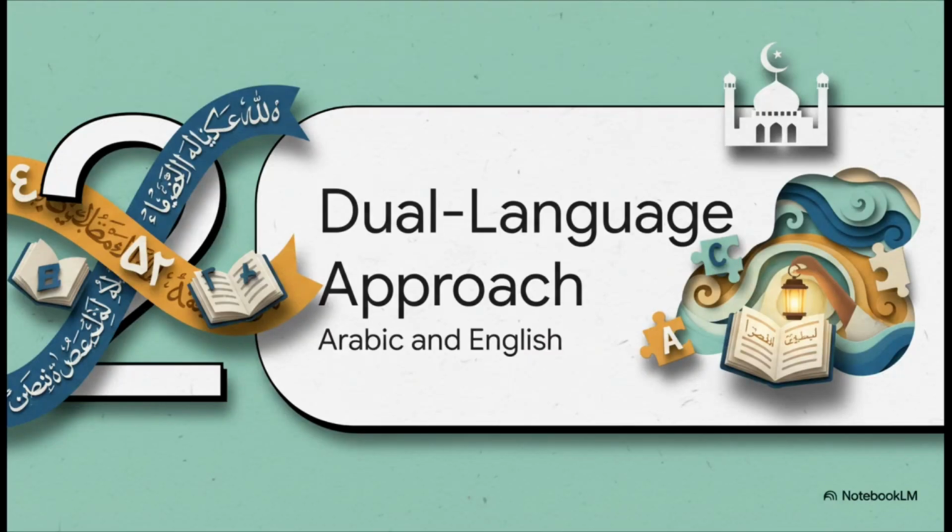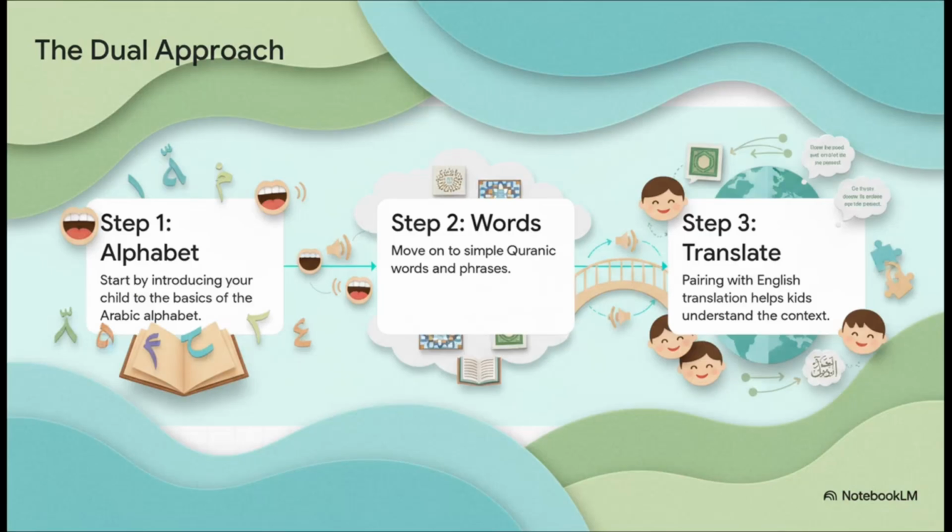So what's the solution? Well, it's definitely not about choosing one language over the other. The key, according to our source, is a dual language approach. It's all about weaving Arabic and English together to unlock a much deeper understanding. And here's what that looks like in practice. First, you start with the absolute basics, the Arabic alphabet, just getting comfortable with the letters and how they sound.